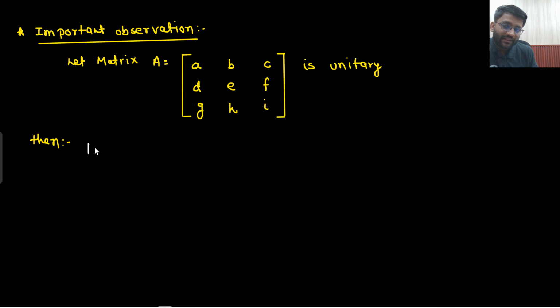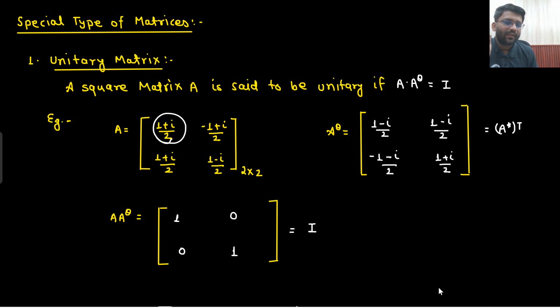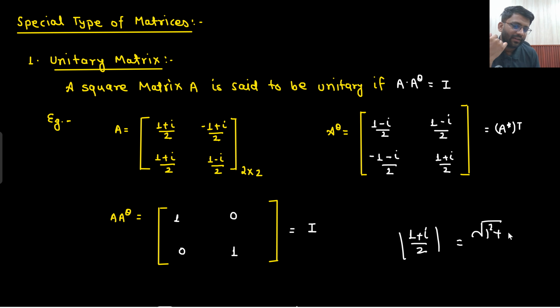It's just that this time the mod will come. Why will the mod come? Because this will be a complex number, no? 1 plus i by 2. What is the mod of this? I hope you know it: a square plus b square. So under root 1 square plus 1 square divided by 2, so that will be under root 2 divided by 2. That will be 1 by under root 2. So you need to take the magnitude of this.